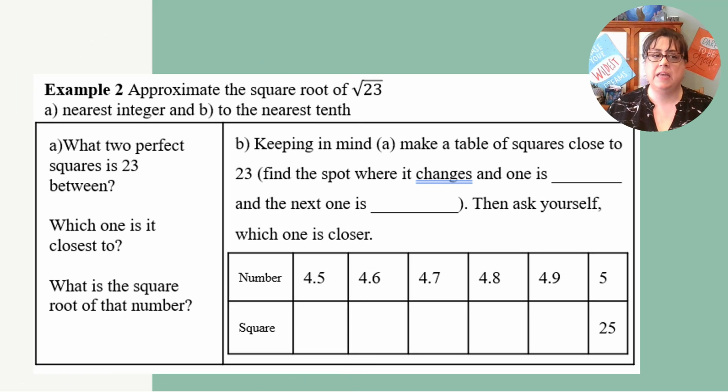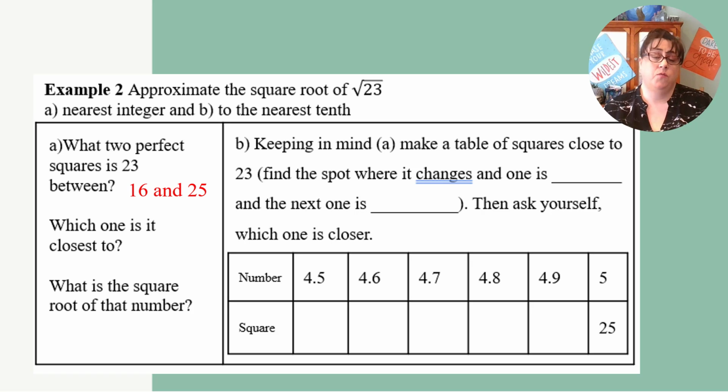So beginning with example number 2, we're going to approximate the square root of 23, a to the nearest integer, and then b to the nearest tenth. There's 3 questions to keep in mind when we're going to the nearest integer. And most of the time, to the nearest integer is going to be good enough. What two perfect squares is 23 between? That is usually where we want to start. So 23 is between 16 and 25.